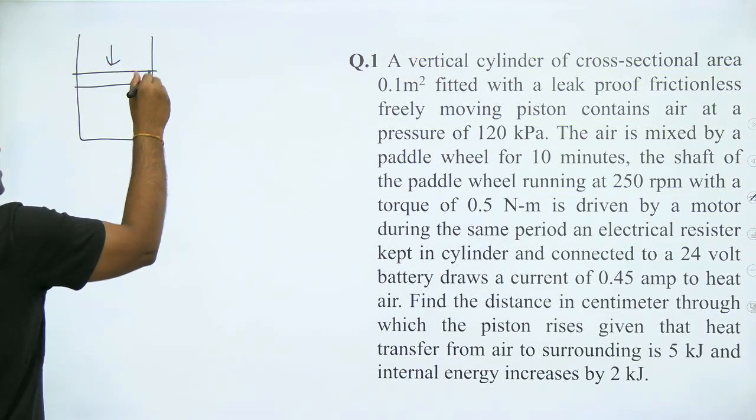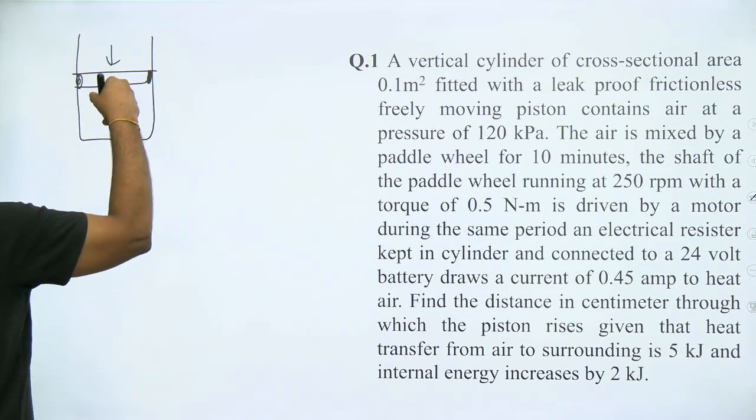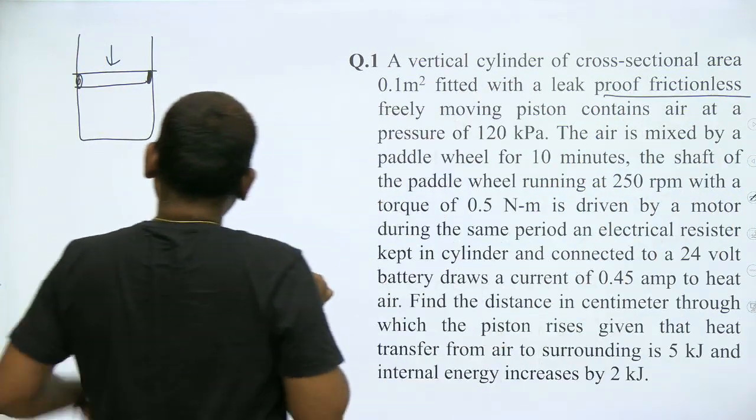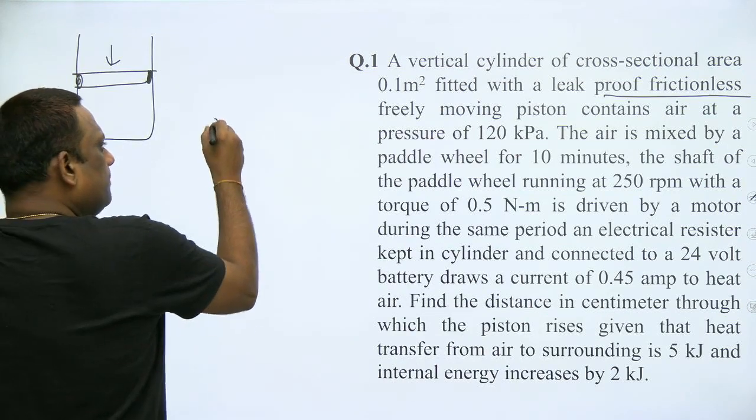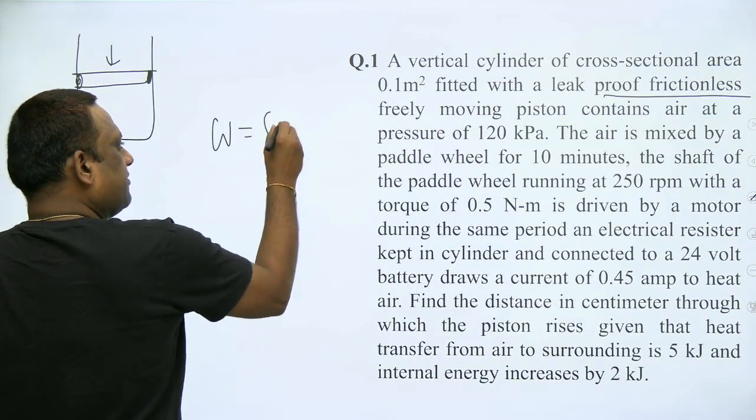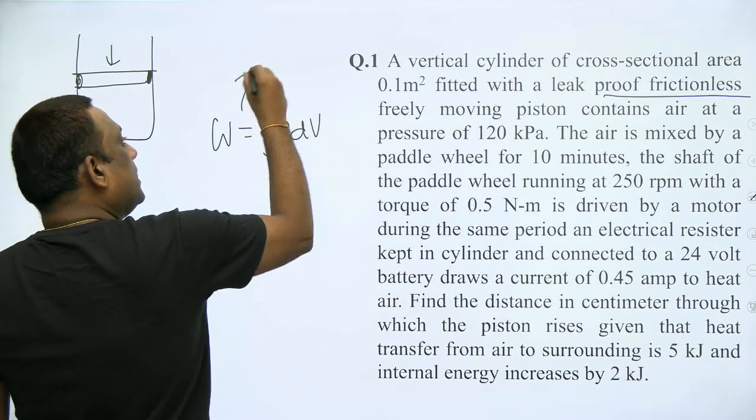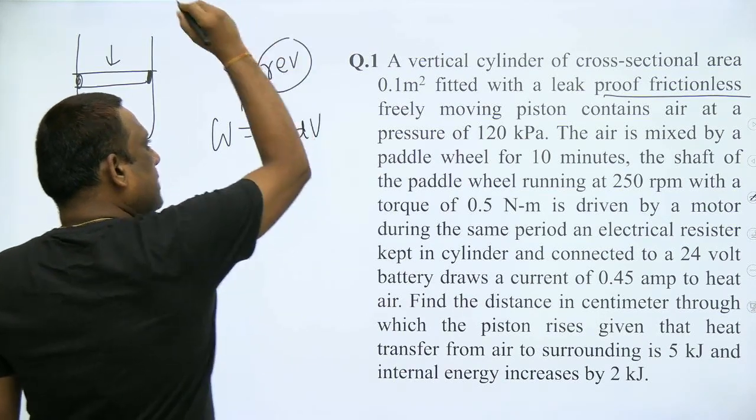If there is friction at the wall, or if the process is very fast, that is frictionless, so there is no problem here. But if the process is very fast, you know, for a closed system, work is given by integral PdV, and this is valid only for reversible processes.